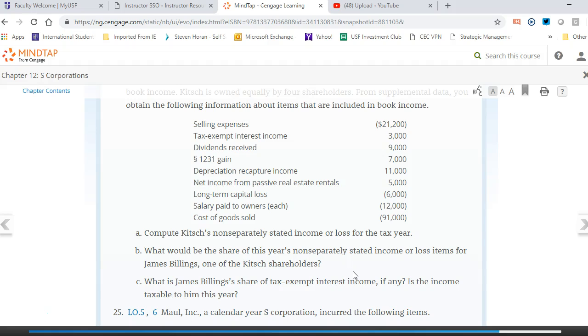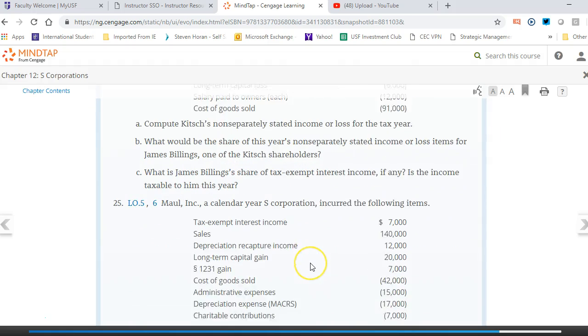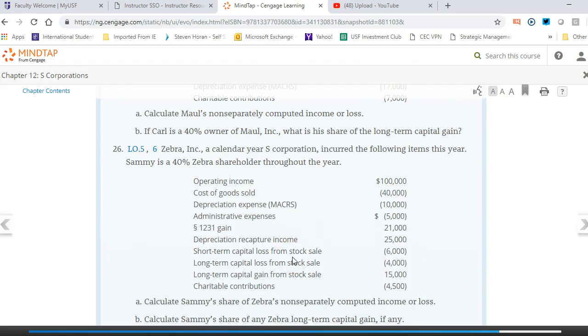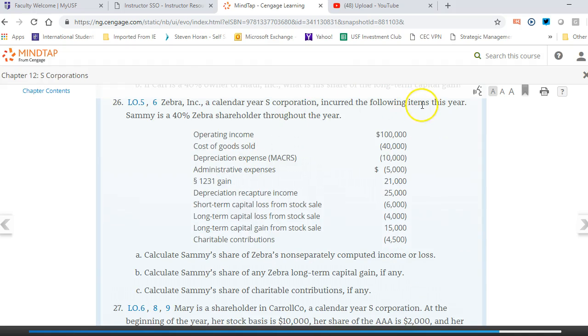So from that, let's go ahead and take a look at the next question, which is question 26. So I'm just going to skip 25, so we'll go down to 26. And 26 is kind of along the same lines. It says here that Zebra Inc. is a calendar year S Corp. Incurred the following items during the year. Sammy is a 40% owner of Zebra. So we're going to talk about Sammy's share of all these different items here.